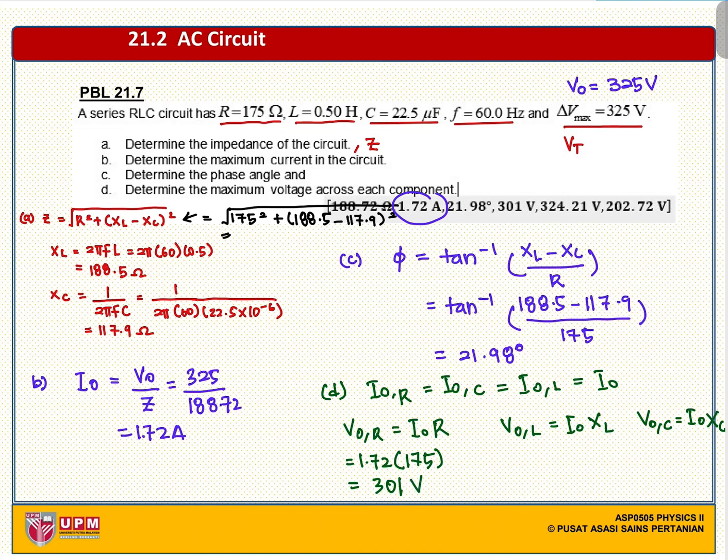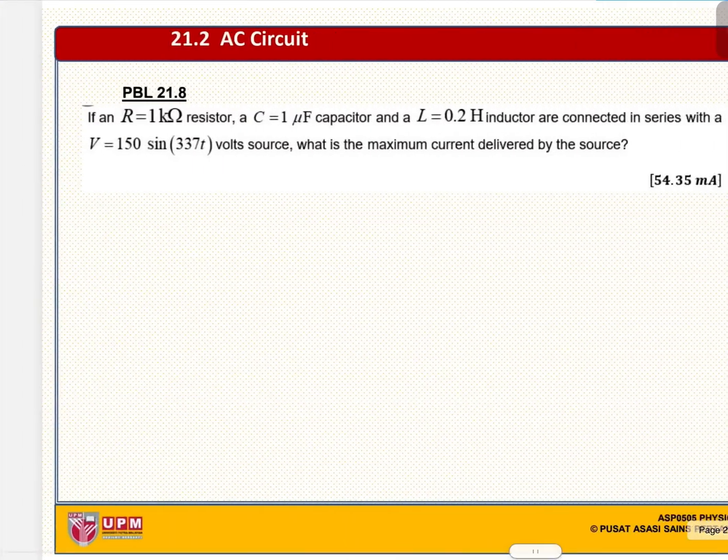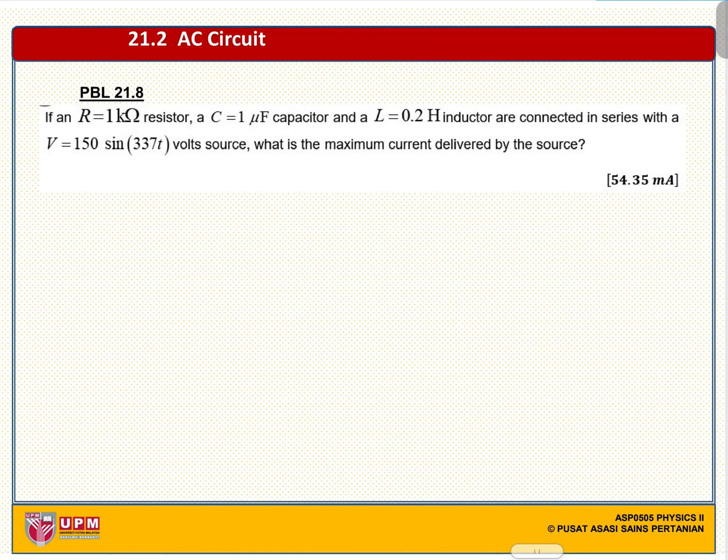So for across the inductor, you multiply the current by X_L. So X_L is 188.5. You will get 324.2. So try this one, do you get the answer, or if not, there is a problem with your calculation. Okay. Alright, last for RLC.